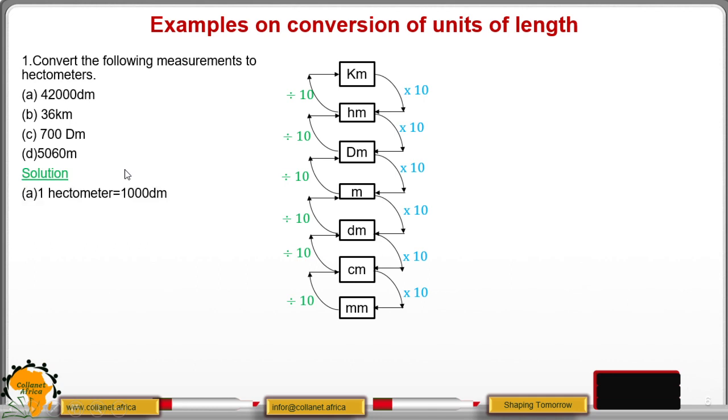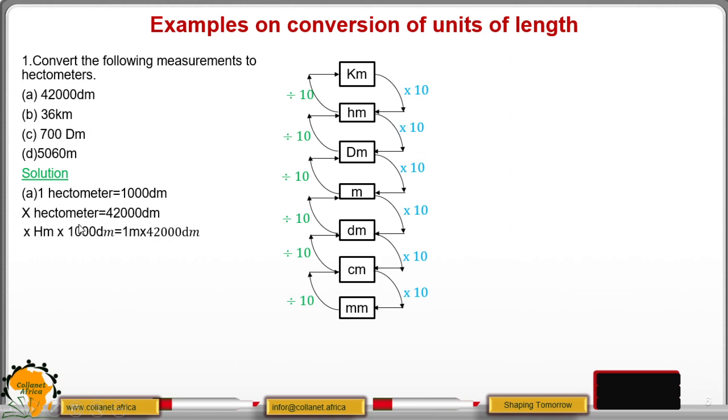We proceed as follows. 1 hectometer is equal to 1,000 decimeters. And how are you getting that? You need to look at where we have hectometer to decimeter. You look how many tens we are multiplying. We have the first 10 to get decameter, the second 10 to meters, and the third 10 to decimeter. So 10 times 10 times 10, you get 1,000 decimeters. Therefore, how many hectometers are there in 42,000 decimeters?